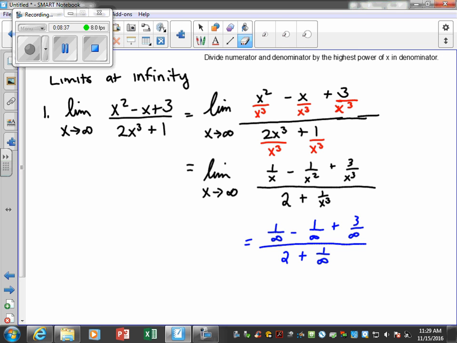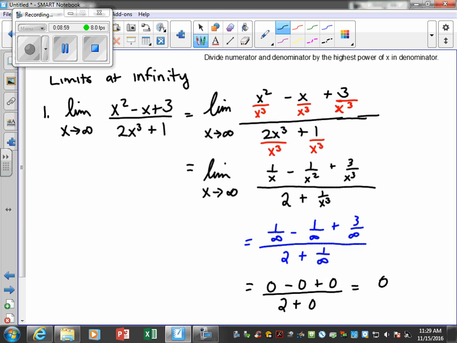Now let's go back and ask, what is a number divided by infinity? Yes, 0. Good. Any number divided by infinity is 0. So then in the denominator we have a 2 plus 0. So basically we just have 0 divided by 2, which is 0.